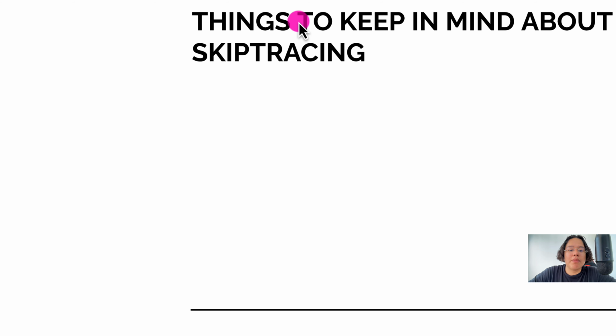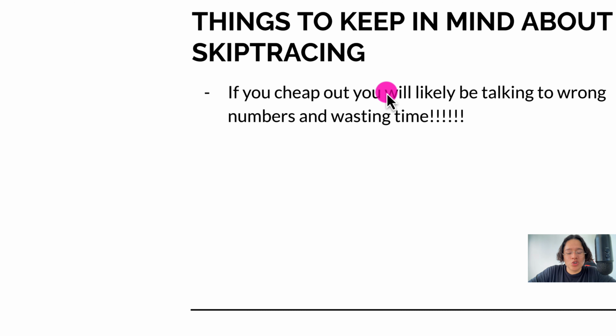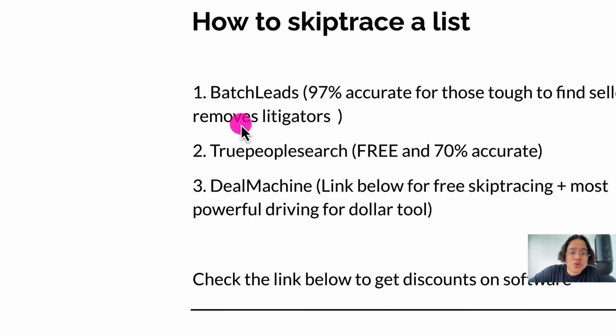And now things to keep in mind about skip tracing. If you cheap out, you will likely be talking to wrong numbers and waste. If you're confused, just go with batch. If it's a little too pricey for you, go with Deal Machine.